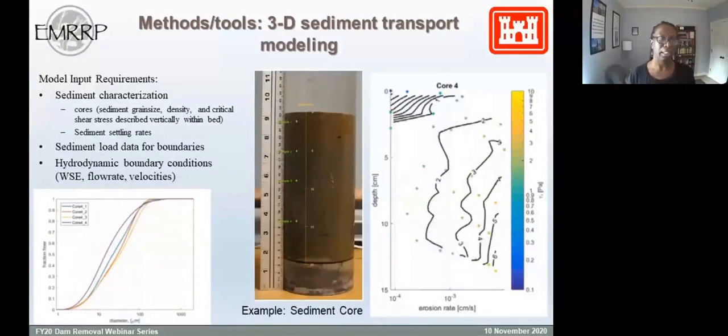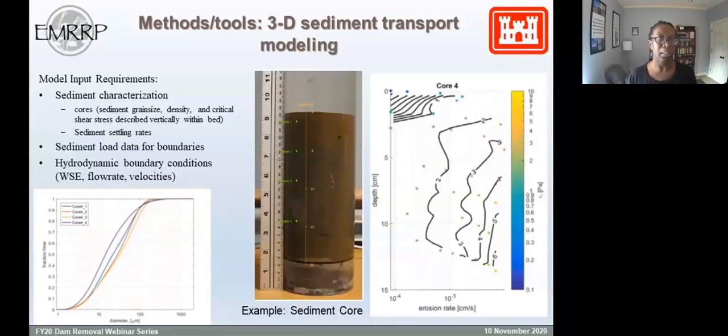Now, the issue with this type of modeling is that the data requirements are definitely more than what we've seen previously. Here, when we talk about sediment characterization, if you want appropriate results, you need things like sediment cores, which describe the grain size, density, and critical shear stress vertically. So you have cores, and you are able to determine what the grain size distribution is within the depth of that core. This will help you in your model.